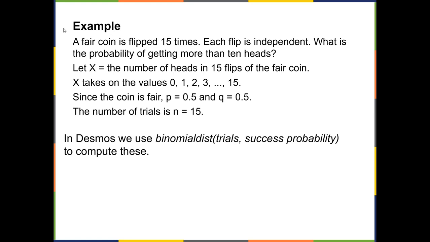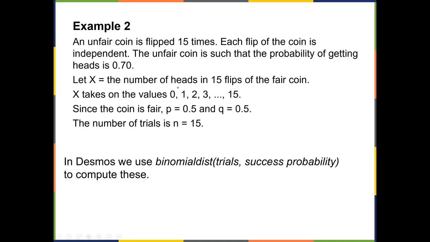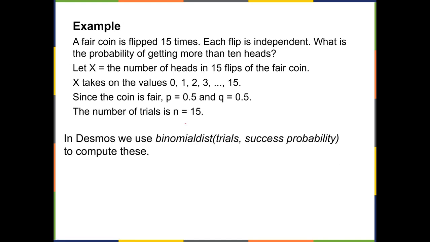Well, the way we're going to set this up to be a binomial distribution is we're going to let capital X be our random variable, and that's going to be the number of heads in 15 flips of the fair coin. Our random variable, capital X, will take on any value between 0 and 15. So 0 would be the case where you got all tails every single time. All tails, which is possible, not probable, but possible.